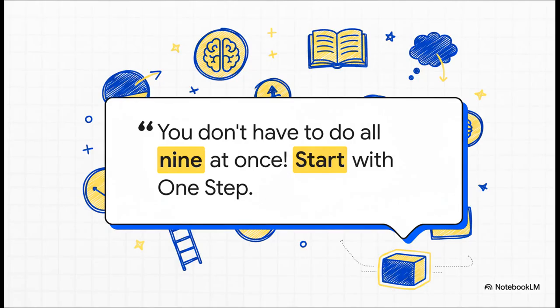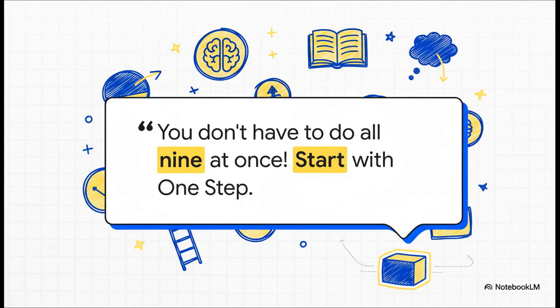You do not have to do all 9 of these at once. Seriously, the goal is not perfection overnight. The goal is to just start with 1 step. Pick 1 new strategy, try it out, see how it goes, and then build from there. Those continuous, small steps, they create a huge impact over time.